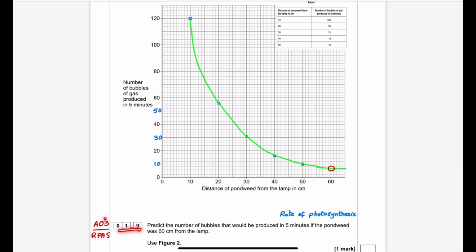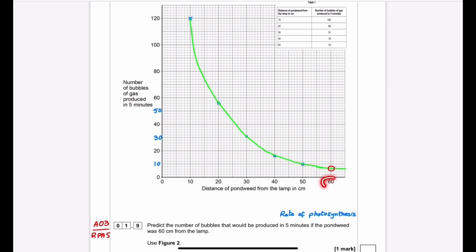1.9 is an AO3 question from the rate of photosynthesis, and it is required practical activity number 5. Predict the number of bubbles that would be produced in 5 minutes if the pond weed was 60 centimeters from the lamp. If we extend our graph further, which I have already done, at 60 centimeters we can see the trend.